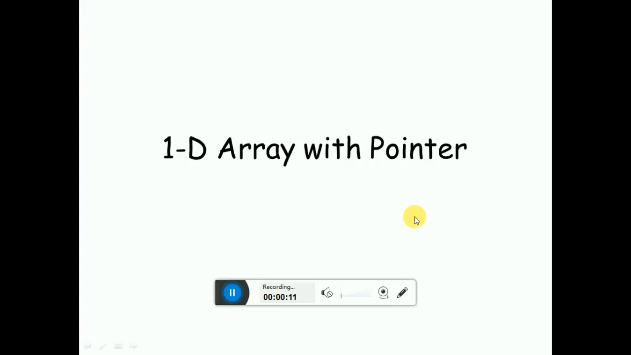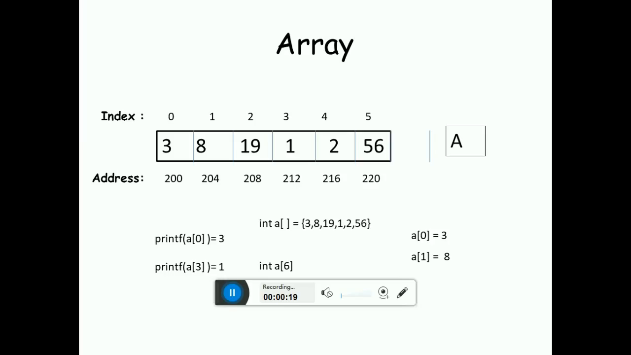Before moving into the topic, I want to quickly say what an array is and what a pointer is. So, what is an array? An array is a data structure by using which we can store our data in memory. Here, this is an array. This is not actually how it is saved in memory, but for your easy clarification, I've said that this is an array. This is the first one, 3 8 19 1 2 56, and this is our index.